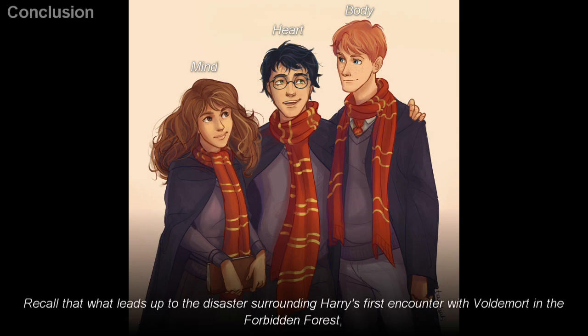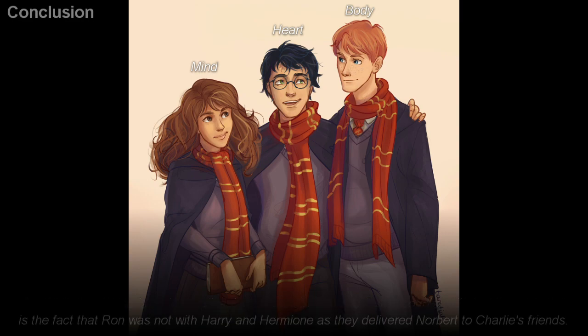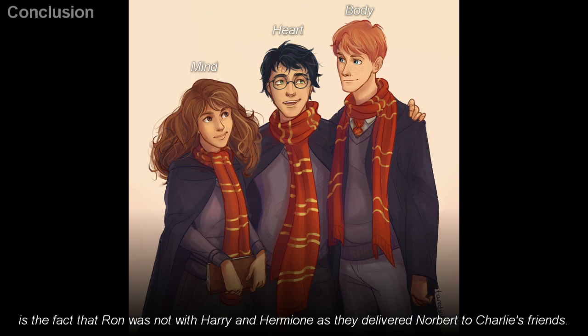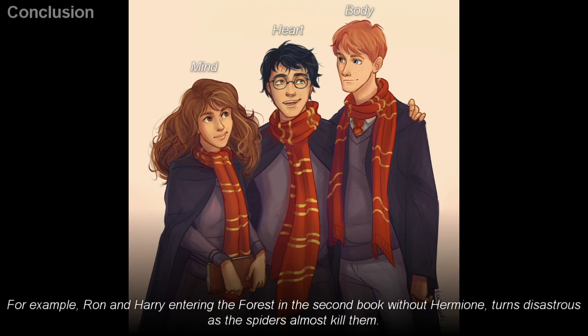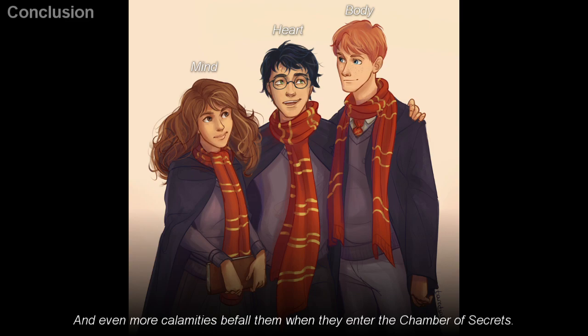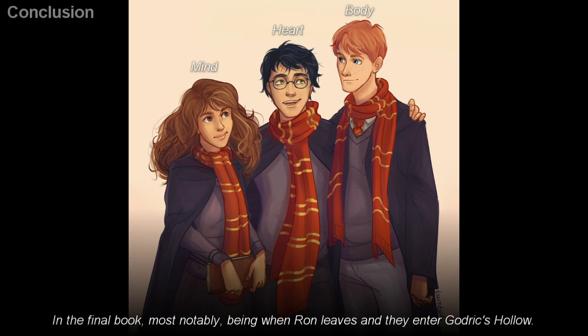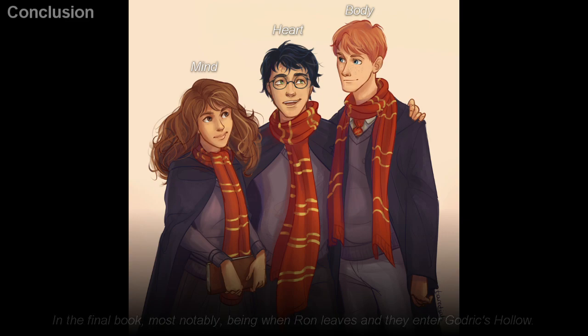Recall that what leads up to the disaster surrounding Harry's first encounter with Voldemort in the Forbidden Forest is the fact that Ron was not with Harry and Hermione, as they delivered Norbert to Charlie's friends. This was the only instance in this book, but there are others as well. For example, Ron and Harry entering the forest in the second book without Hermione turns disastrous as the spiders almost kill them, and even more calamities befall them when they enter the Chamber of Secrets. In the final book, most notably being when Ron leaves and they enter Godric's Hollow.